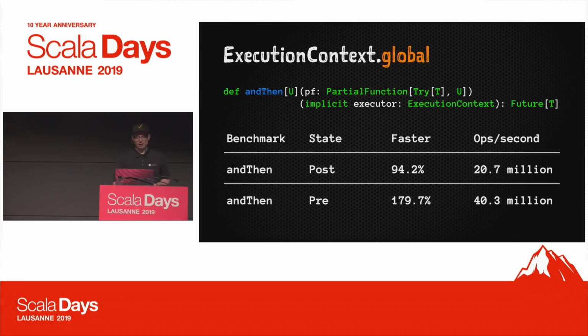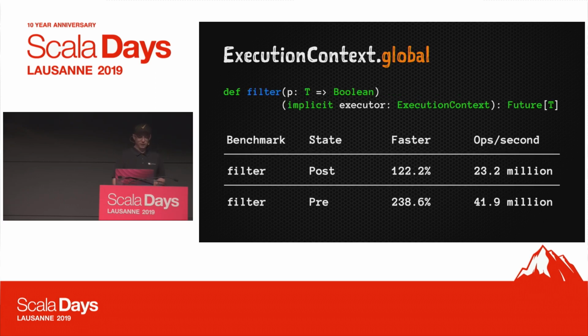So if you ever used and then, the post state is when you complete the future after you run the benchmark. So you've already done everything and you're completing it at the end. And pre is when it's already completed when you start the thing, so that we can separate if there are any performance differences. And then it's between 100 and 200 percent, give or take, faster. And if you need more than 20 to 40 million operations per second, you should send me an email and we can look at it.